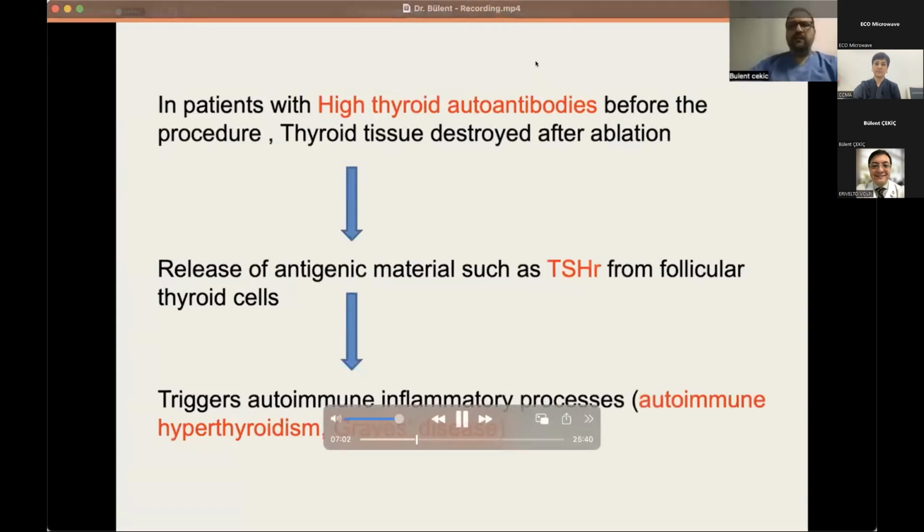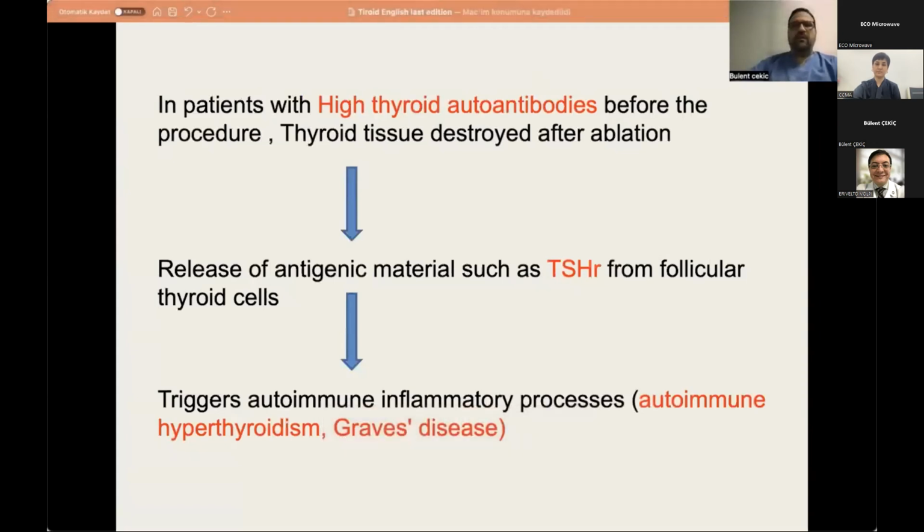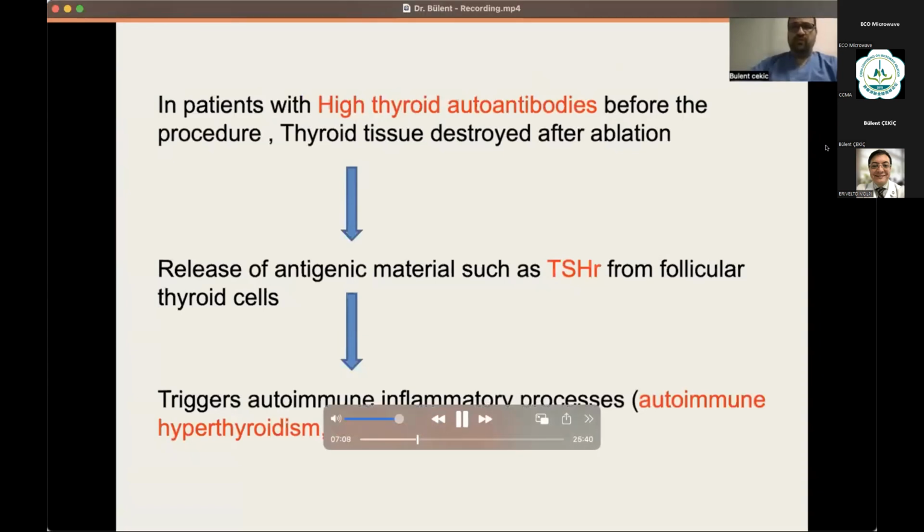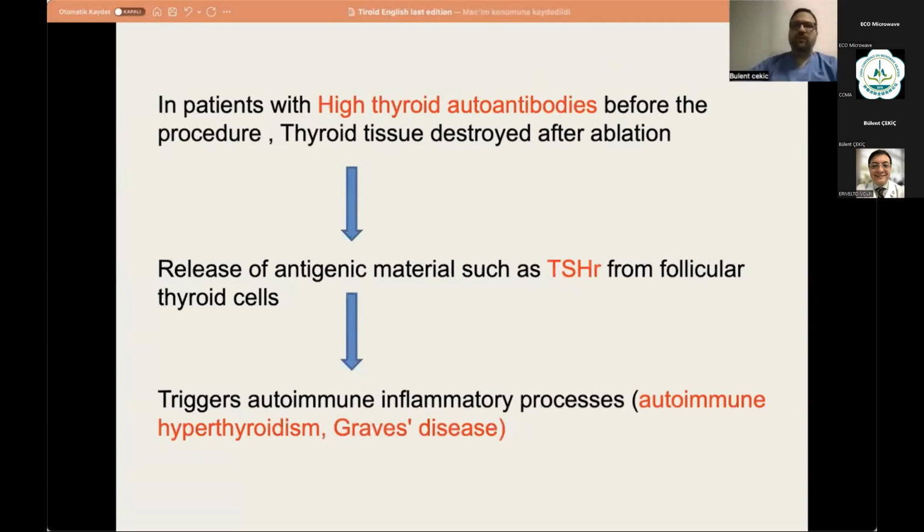There are some clinical situations and some patients. The biggest group is the autoimmune thyroiditis group. We have many patients. In patients with high thyroid antibodies before the procedure, we must be careful, because in this patient group the thyroid tissue is destroyed after ablation. In some patients, release of antigenic material such as TSHR from follicular thyroid cells can trigger an autoimmune inflammatory process like autoimmune hyperthyroidism and Graves' disease.